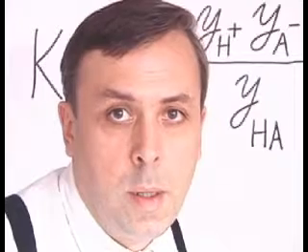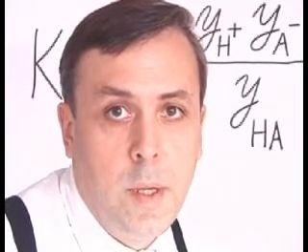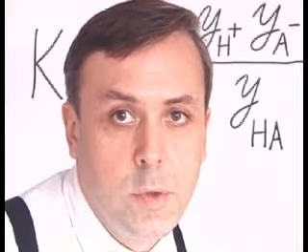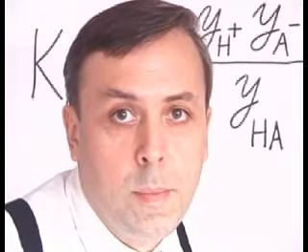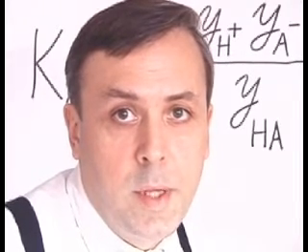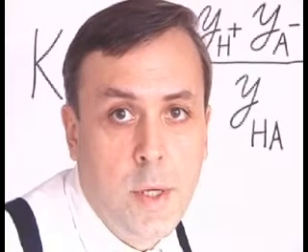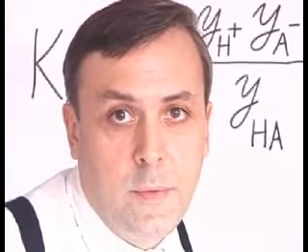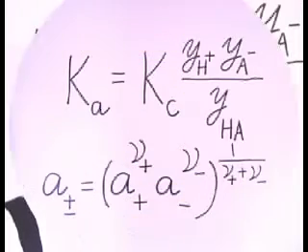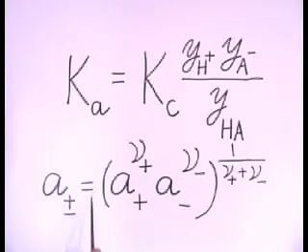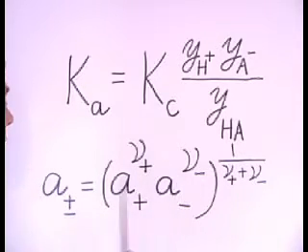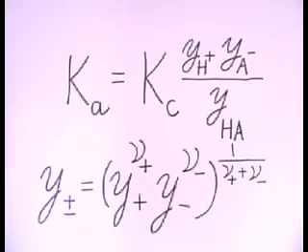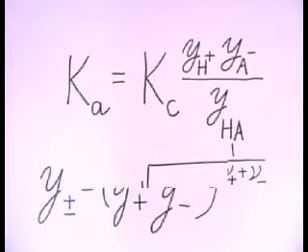It should be noted that activities, respectively activity coefficients, of the individual ions in the solution cannot be determined experimentally. Therefore, the so-called mean activity, respectively mean activity coefficients, are introduced, which are the geometric mean of the activities, respectively activity coefficients, of the ions. This is the expression for the mean activity of an electrolyte that can split into ν plus positive ions and ν minus negative ions. And this is the expression of the mean activity coefficient of the same electrolyte.